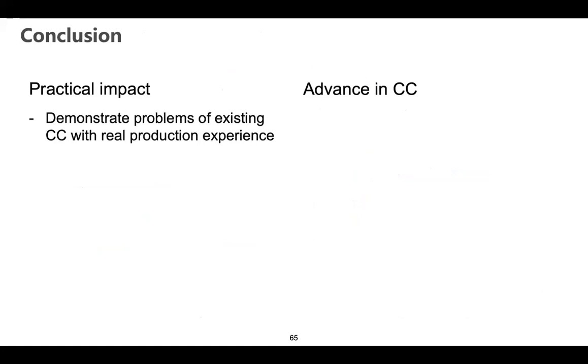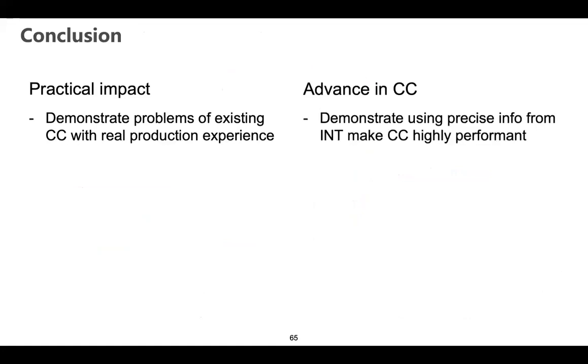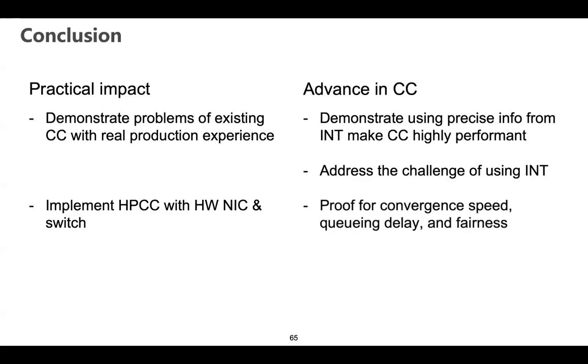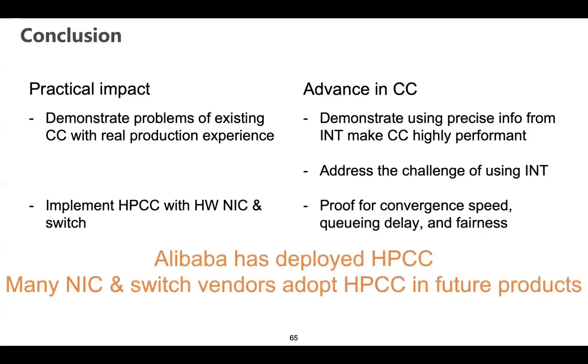In conclusion, HPCC has both practical impact and also advances congestion control. It demonstrates the problems of existing congestion control with real production experience. And we demonstrate that using the precise information from INT, we can make congestion control highly performant. We also address many challenges of using INT as feedback, and we have implemented HPCC in hardware NICs and switches. In our paper, we also show proofs for the convergence speed, the queuing delay, and the fairness of HPCC. Today, Alibaba has already deployed HPCC in production, and many NIC and switch vendors, such as Mellanox and Broadcom, are adopting HPCC in their future products.